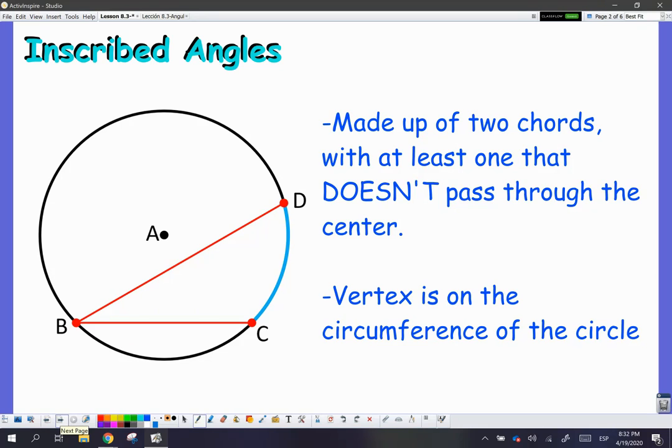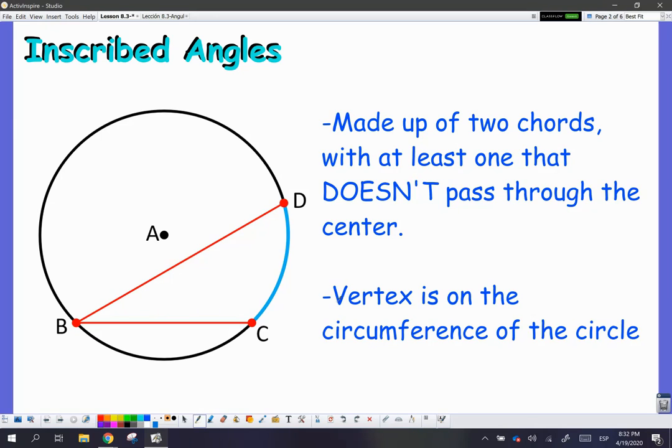An inscribed angle is made up of two chords. It could also be two secants with at least one of the chords or secants that doesn't pass through the center. For example, here, both of the red lines, neither of them pass through the center, and that's okay. At least one can pass through the center, and that's also okay. But we can't have both going through the center because that wouldn't be an inscribed angle. So as long as one is not through the center, then we're good to go.